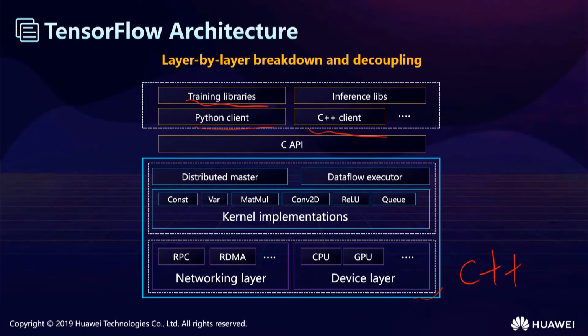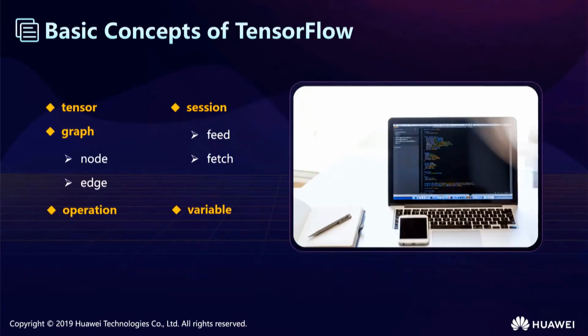This makes the two parts work efficiently. Here are a few basic concepts of TensorFlow. They are tensor, session, and graph. Graph encodes the nodes and edges, and session uses the feed, fetch, operation, and variables. So we will explain them one by one.